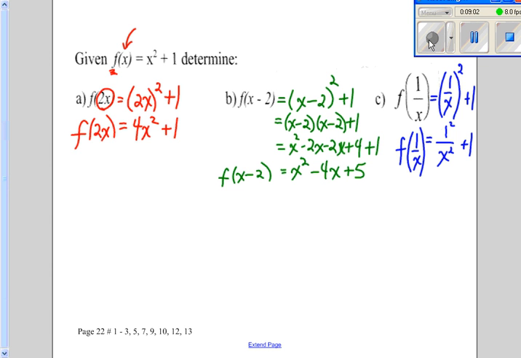For practice with this function notation, because it is a little bit strange, your homework tonight involves page 22, 1 to 3, 5, 7, 9, 10, 12, and 13. They're short and sweet, and they're just making sure that you understand what we mean by this function notation. That isn't all. That's the good news.